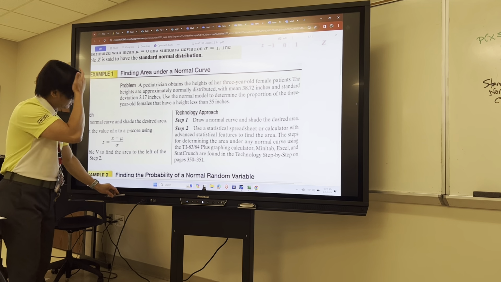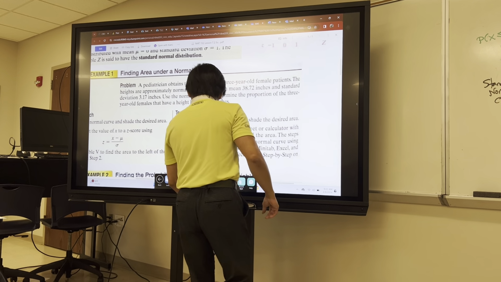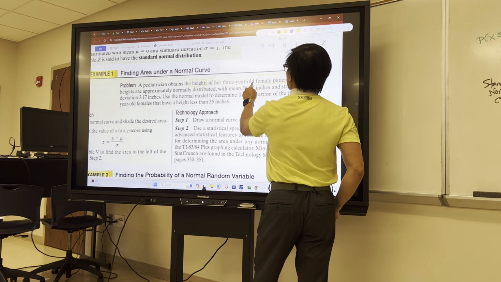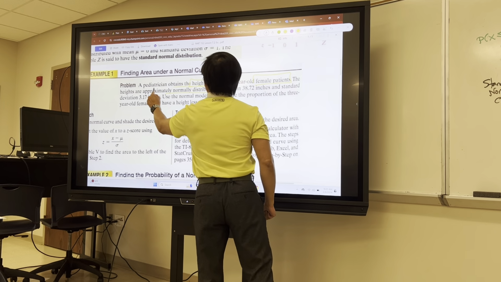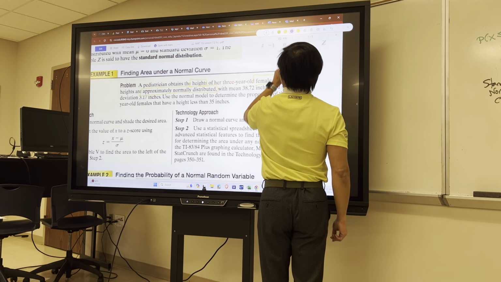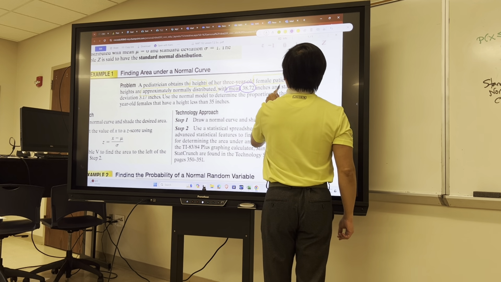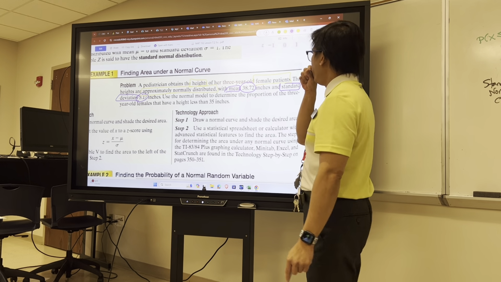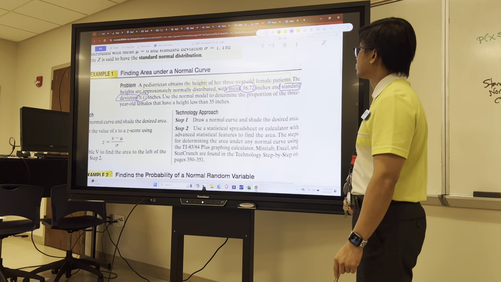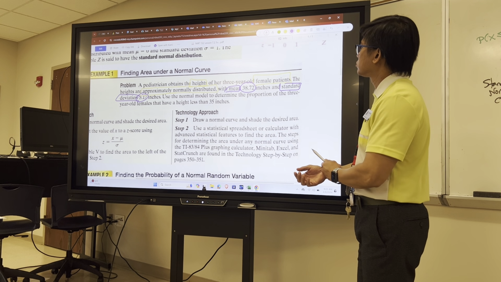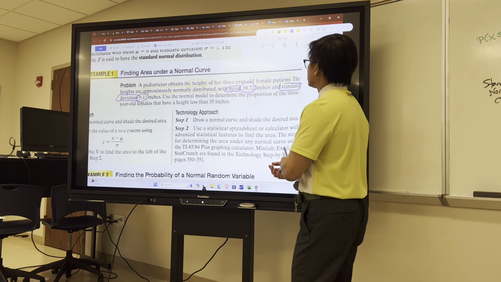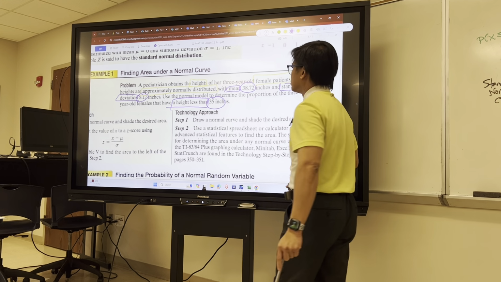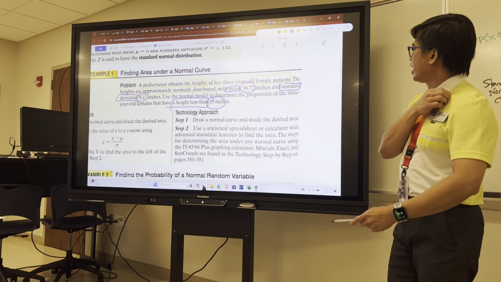Pediatrician. A pediatrician obtains the height of her 3-year-old female patients. The heights are approximately normal distributed, with mean 38.72 inches and standard deviation 3.17 inches. Use the normal model to determine the proportion of the 3-year-old females that have a height less than 35 inches. All right, so there we go.